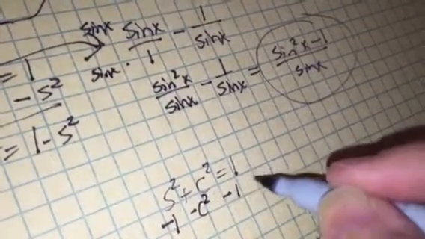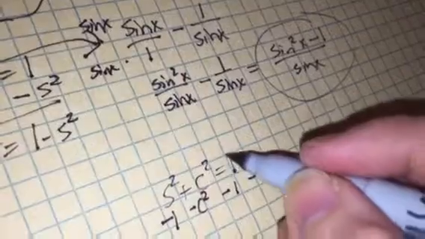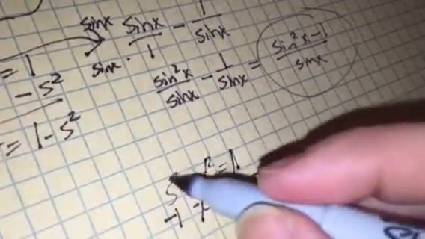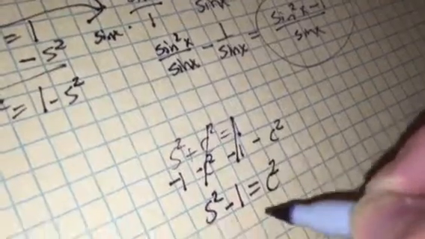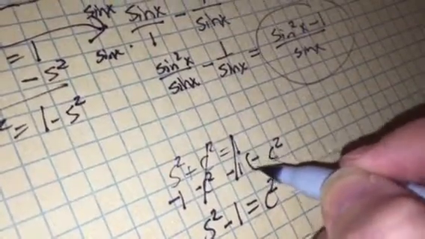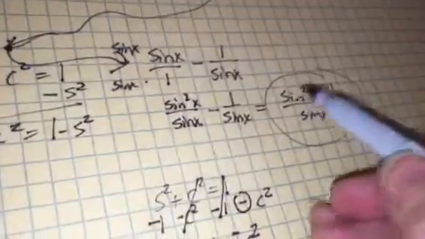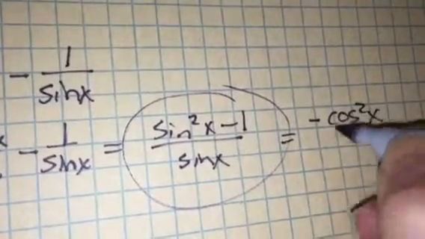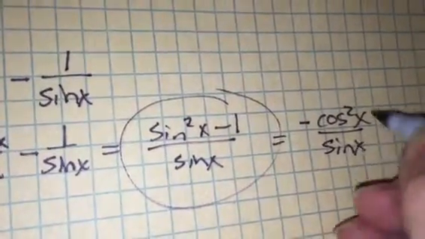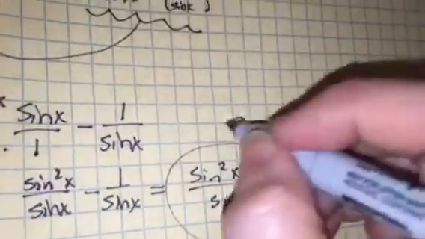I would have to subtract the cosine squared from both sides as well. It cancels there, it cancels there. The sine squared minus 1 is equal to the cosine squared. Nope, take that back. Negative cosine squared. So this is equal to negative cosine squared of x over the sine of x. Remember, this was just the denominator, so we're pulling it back up here now.